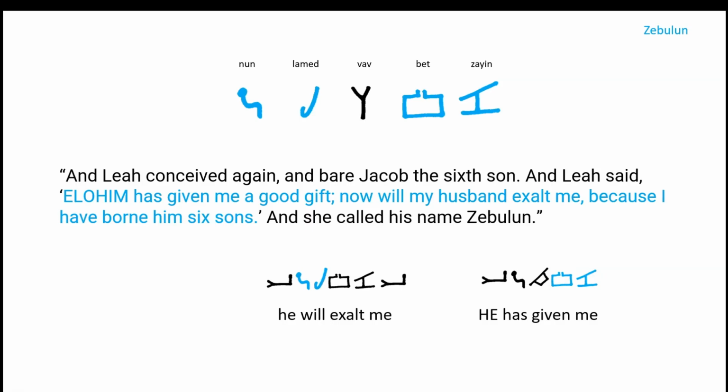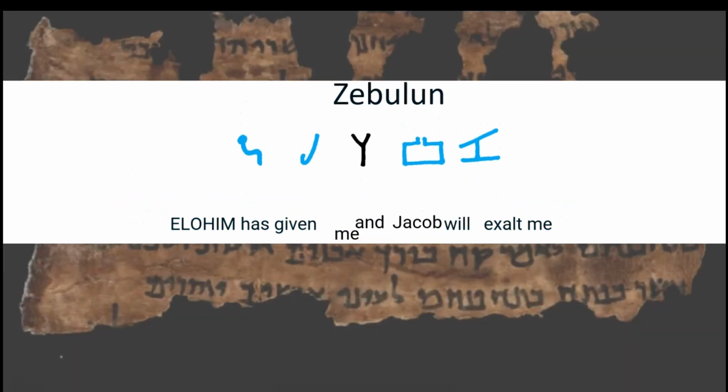So here's the name Zebulun, which if we put it all together, could have the meaning of he has given me, Elohim has given me, and Jacob will exalt me.